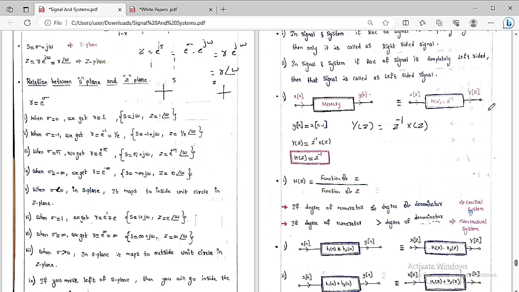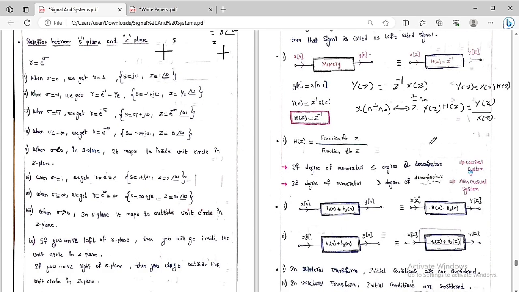You can see clearly that Y of z is equal to X of z into H of z. Therefore, H of z is equal to Y of z by X of z, which in this case is z to the power of minus 1. As I already told you, x of n minus n naught has the z transform z to the power of minus n naught into X of z. Here minus means minus, and plus means plus. This formula I will show a number of times. Now let's go for another thing.